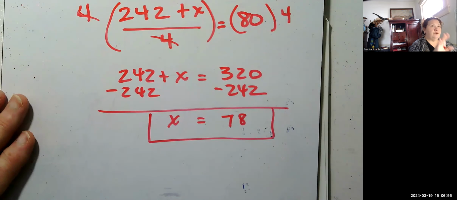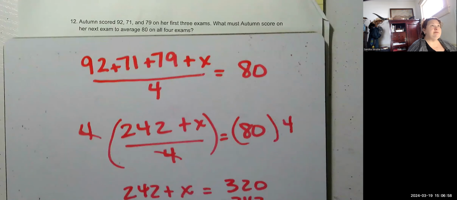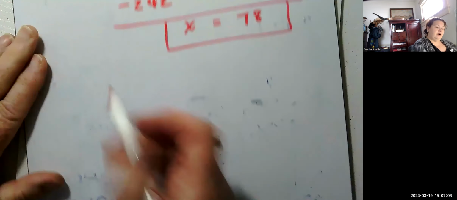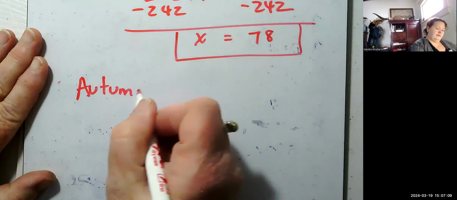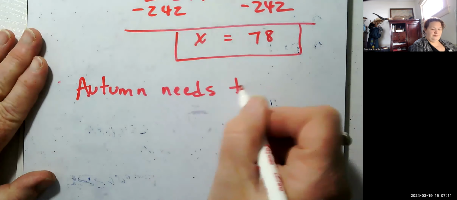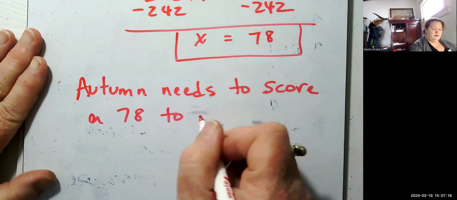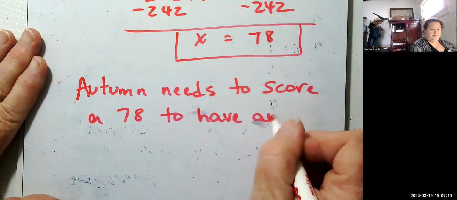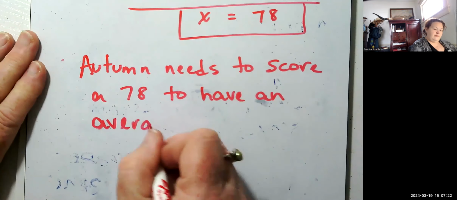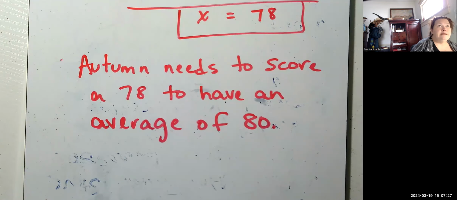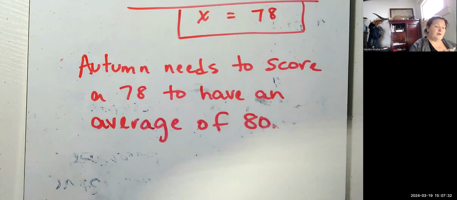Now, it's a word problem, so I need to make sure and give sentence format. Autumn must score a 78 to receive an average of 80. So Autumn needs to score a 78 to have an average of 80. Now, you don't have to write it exactly as I do. The main thing is to get your point across to let me know that you understand what you're talking about, okay?